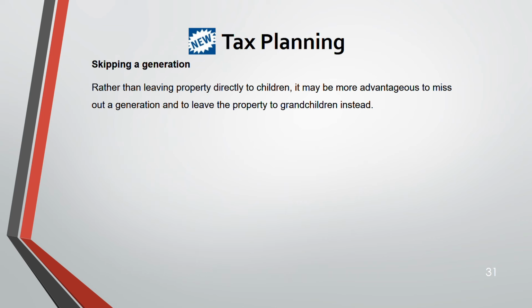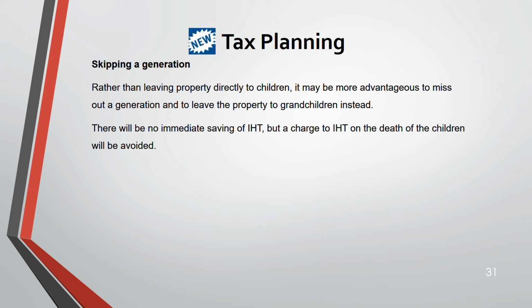Next, skipping a generation. That means leaving property to your grandchildren rather than children, so you are missing one generation out. It is advantageous in this case to miss out a generation. That means leave the property to grandchildren instead of your children. Why?